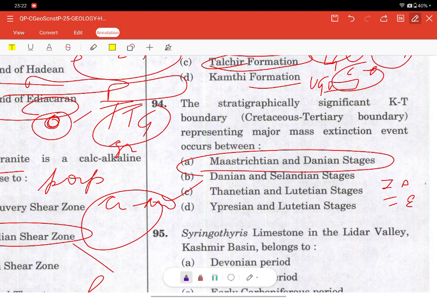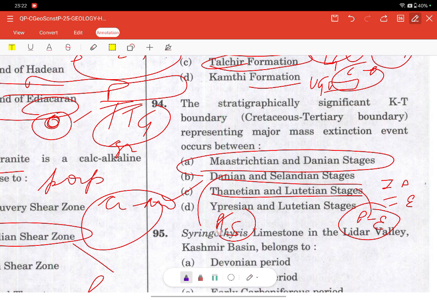About the Danian and the Selandian stage, they are both Paleocene stages and there is no major extinction boundary over there. The Thanetian and Ypresian stage is the Paleocene-Eocene transition, and this is associated with the PETM, Paleocene-Eocene Thermal Maximum, not the K-Pg extinction. Then we have this other name, the Ypresian and Lutetian stage. Both are Eocene stages and there is no mass extinction boundary in that.